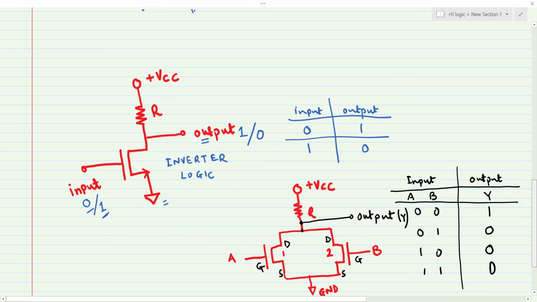This is logic 0. So we see that the output for this circuit is 1 only if both inputs are 0. For any other combination of inputs, output is logic 0. Clearly, this is a 2-input NOR gate. A and the B, and this is output. And this is the NOR logic.